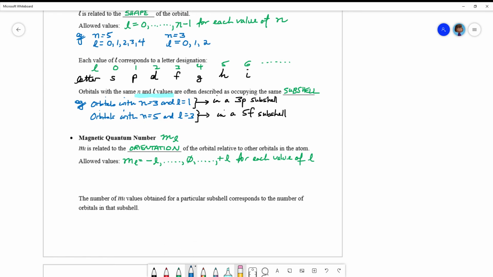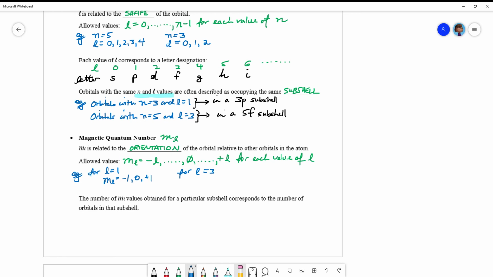So again, let's take a look at an example here. So let's suppose we have L equal to 1. Well, if L is equal to 1, the allowed values for m sub l would be negative 1, then 0, then positive 1. Or instead, if we have L, in this case, let's try another value, equal to 3.